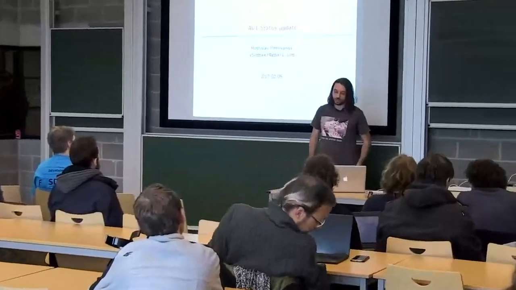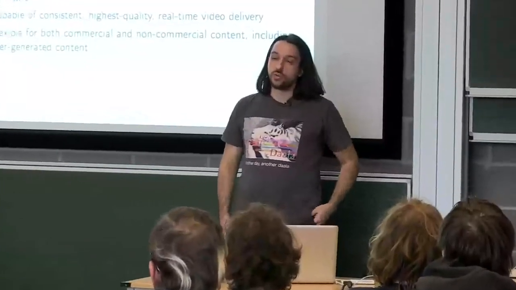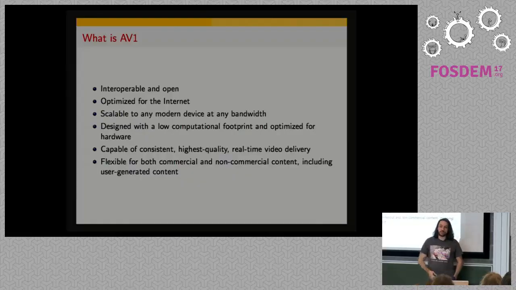Now, for those of you who don't know what AV1 is, I've prepared a slide for that. So AV1 is supposed to be interoperable and open. It's always going to be royalty free, and it's going to be optimized for the internet so that many of the people who are in this room can directly benefit from that. The increase in video compression, the royalty free, and all the other stuff. It's going to be scalable to any modern device at any bandwidth, mostly. It's going to be optimized for the hardware so that you can easily decode that with little power on a hardware decoder, and as well encode it with varying degrees of success, and all the other stuff which you see all the time in marketing.